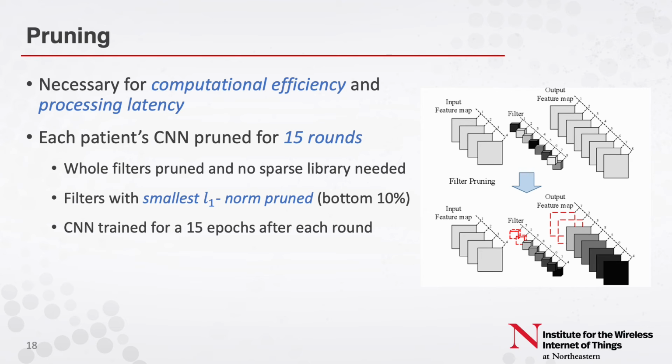The actual filters that we decided to prune are the bottom 10% in terms of L1 norm. These are the filters that have the least effect on the gradient or on the output. So they're less likely to affect the classification performance. And we do this for 15 rounds. So for the first round, we'll prune the bottom 10%, then the second round, we'll prune the bottom 10%, and so on and so forth. And after each round, we also train the network for 15 epochs so it can get used to this new structure. The reason we only do this for 15 rounds is because we saw significant performance degradation after 15 rounds.